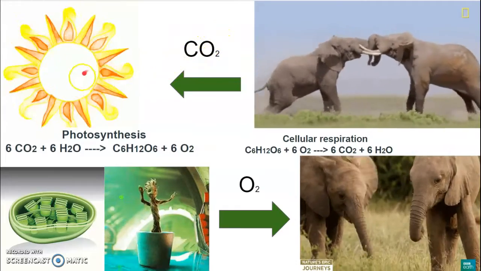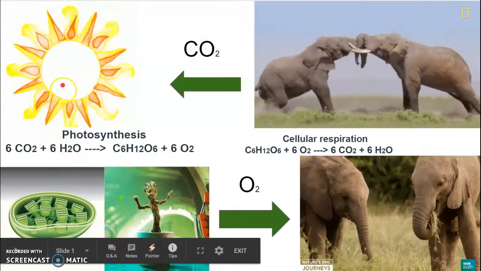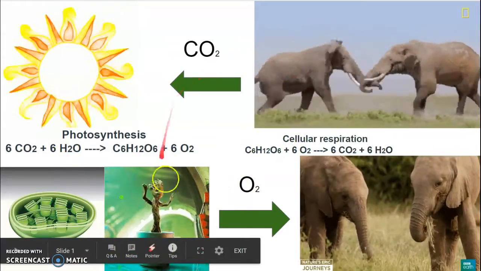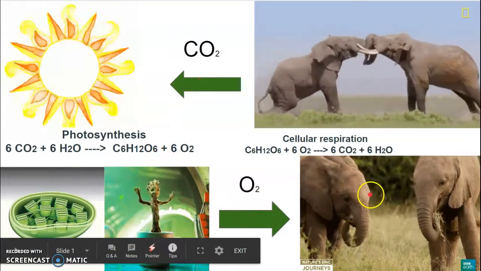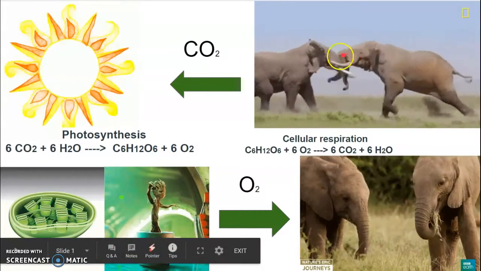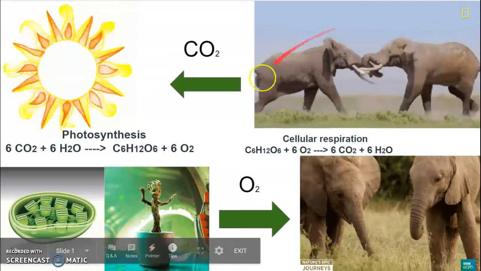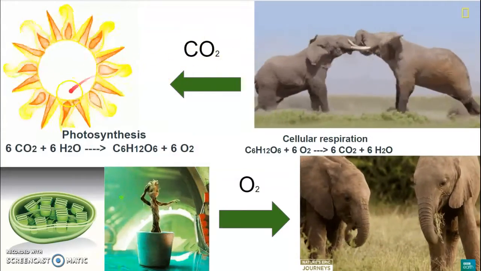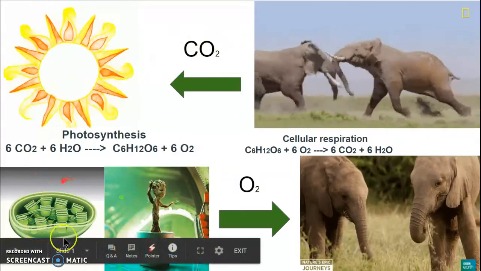which goes back to the plant, which the sun gives energy to. So it's a big circle of life. The plants need the elephants or other types of animals, and these big boys, as I like to call them, need to give off CO2 for the plants to do their job.